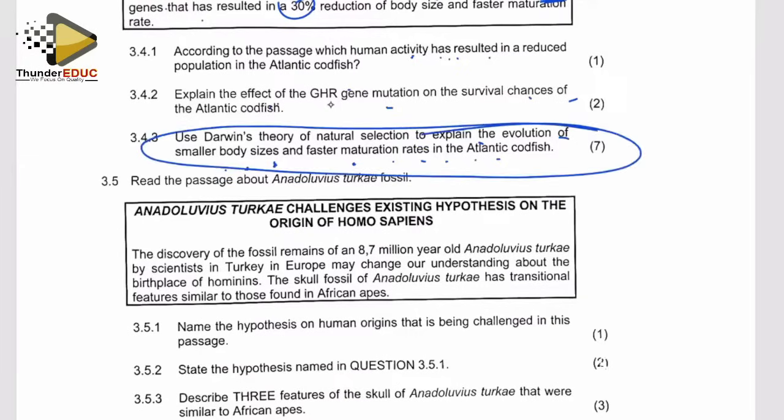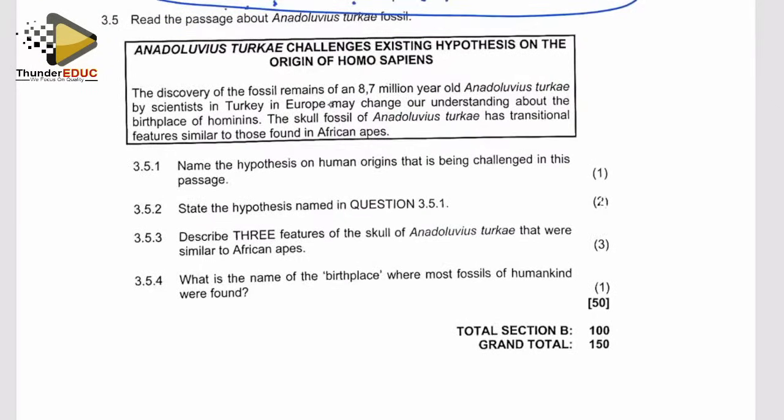Please don't confuse this natural selection with speciation, because in most cases, students confuse this and then they end up losing the marks.